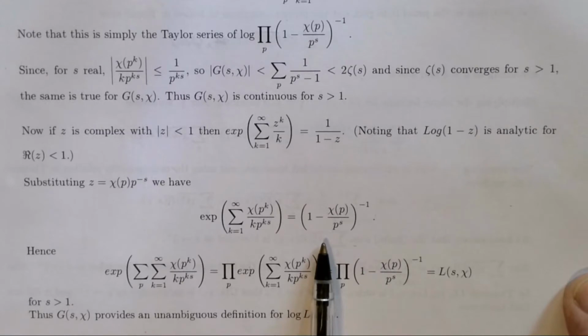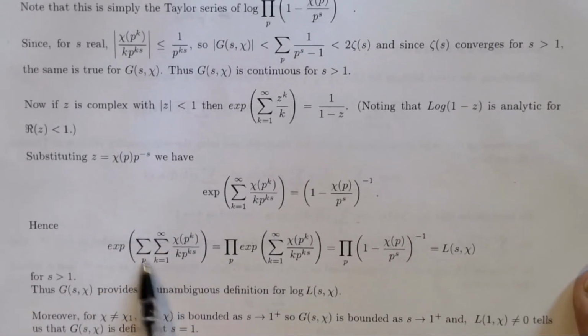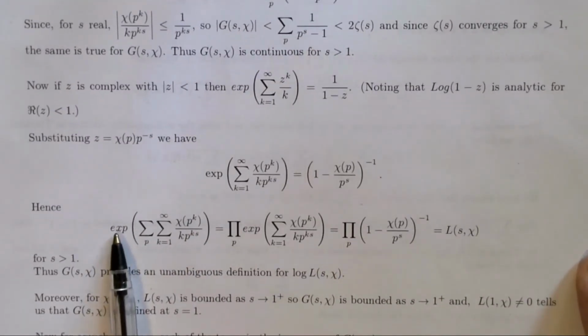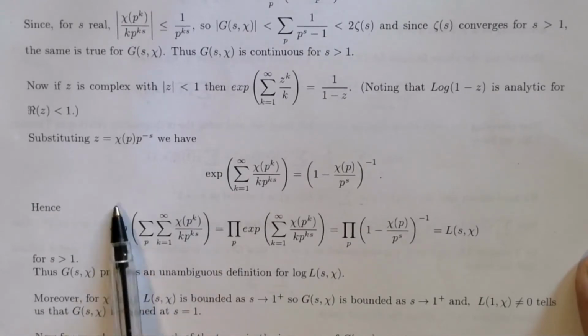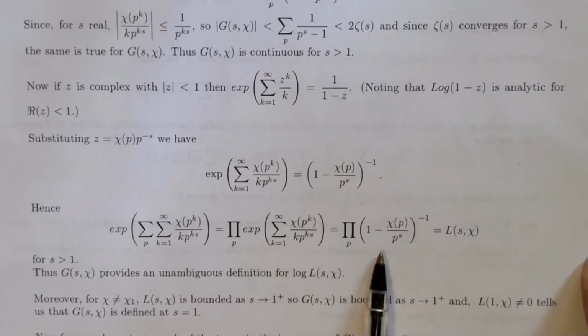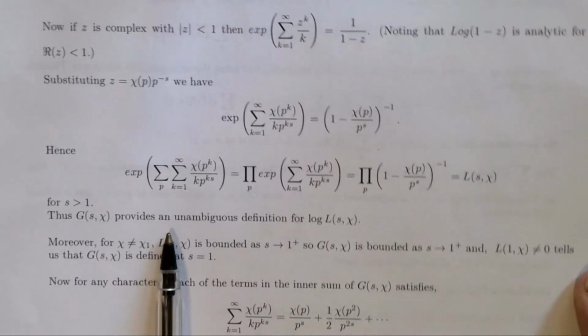And of course then looking back to the exponential of this g, remember we're thinking of this g of s and chi as a logarithm, so if I take the exponential of that, then the exponential turns the sum into a product of the exponentials of this sum in here. This sum in here we've just seen is equal to this. This gives me a product now over the primes, and this of course is our L of s and chi. In other words, this g does the right job. You can think of it as the logarithm of L of s and chi, so when you exponentiate it you get back to L of s and chi. So this g provides an unambiguous definition for log of L of s and chi.